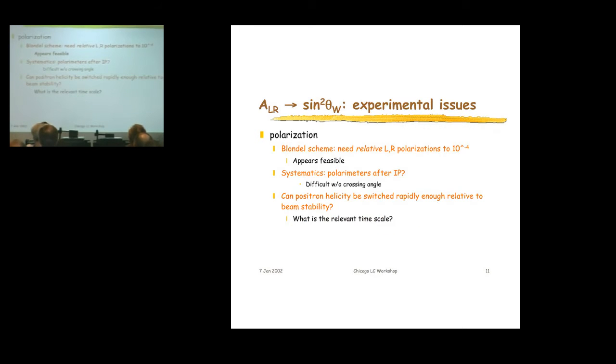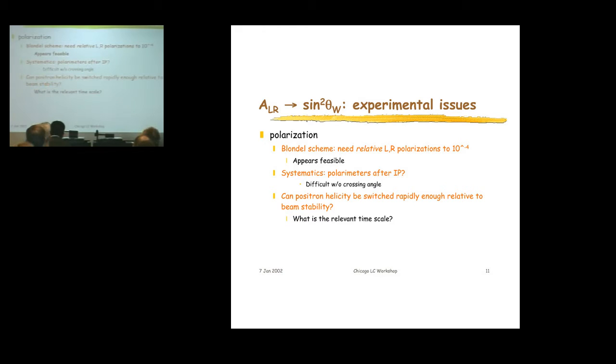Now, in terms of what you need on the polarization, you still must keep control of the relative left-right polarizations at the order of 1 part in 10 to the minus 4. The experts seem to think that this is quite feasible. If you are trying to keep the absolute polarization measurements down at 0.25%, the SLD experience really suggests that you'd like to have the polarimeters after the IP so that you can measure beam-beam effects on the polarization. But that's, of course, difficult without having a crossing angle, as we heard earlier this morning.